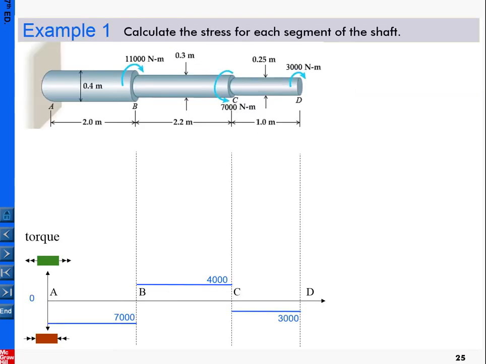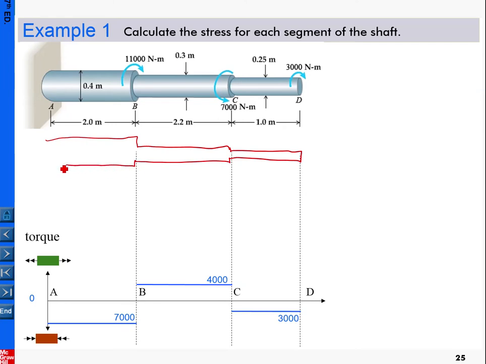And we can take a look at this example here and try to find the reactions and what the torque is in each of the segments. For this one, we take the whole free body diagram, and you shouldn't assume the reaction at the wall here is 0. In general, it's not 0. So at the very first step, we need to find out what the reaction is here. So let me pick the whole free body diagram of the shaft.